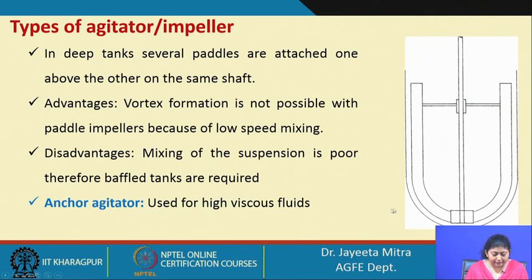Here we have seen that vortex formation is not possible, which is considered an advantage, because if vortex formation is there, the chances of local mixing will be high, but uniform mixing will not be there in the whole chamber. Therefore, the vortex formation is prohibited by this mechanism.